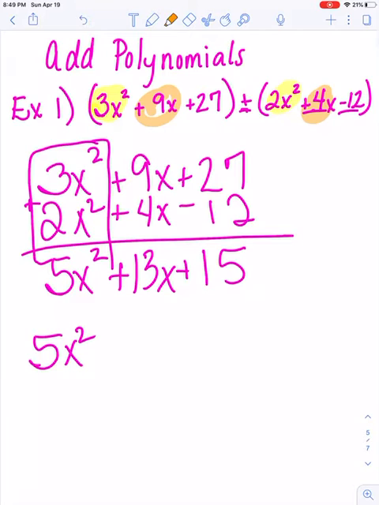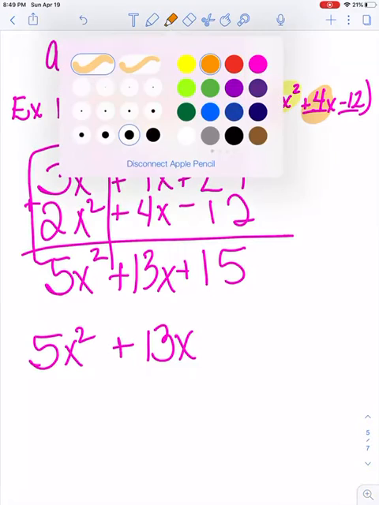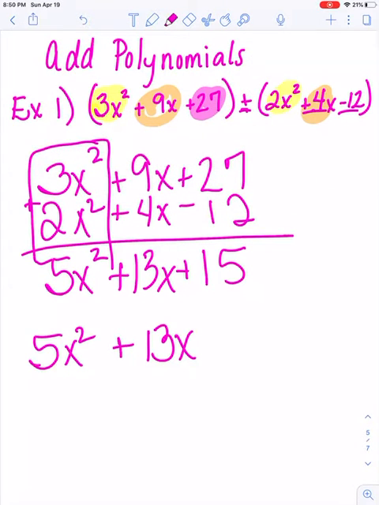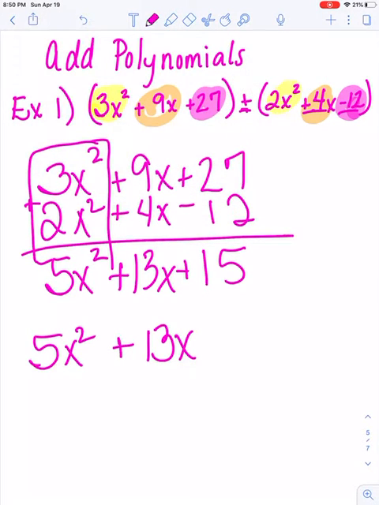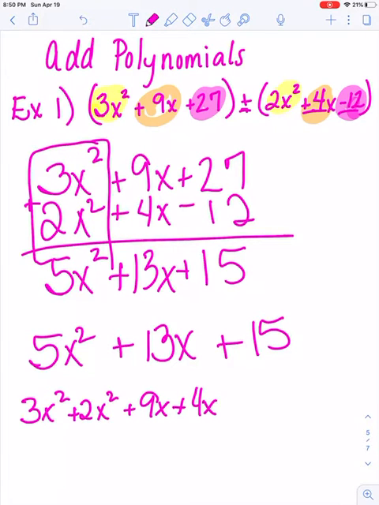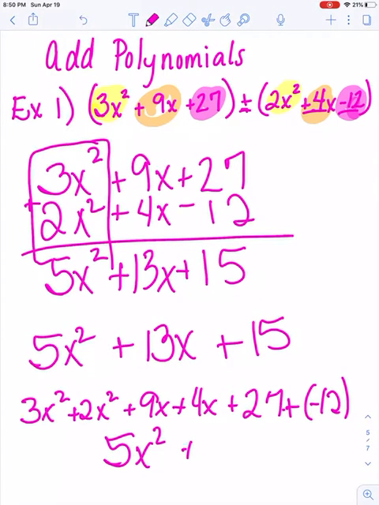9x and 4x are the same. So 9x plus 4x, I know, is 13x. And then I look at the next term, and I get 27. Take away 12, and that gives me a positive 15. So I get plus 15. Doesn't really matter which way you want to do it. If you want to go ahead and rewrite them all side by side, 3x plus 2x squared plus 9x plus 4x plus 27 plus a negative 12, and then add them all together that way, you'll still get the same thing. 5x squared plus 13x plus 15.